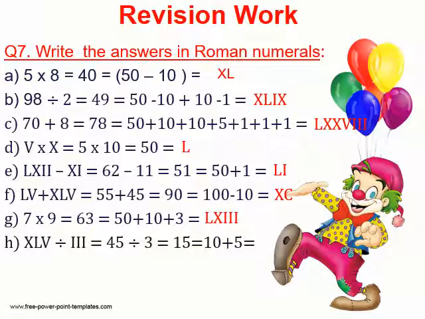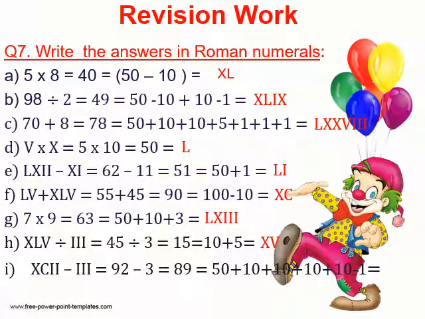Now let's do the H part. Here XLV divided by III is equal to what? So children, the value of the Roman numeral XLV is 45, and the value of the Roman numeral III is 3. So 45 divided by 3 is equal to 15. 15 means 10 plus 5. So the Roman numeral is XV, where the value of X is 10 and the value of V is 5.